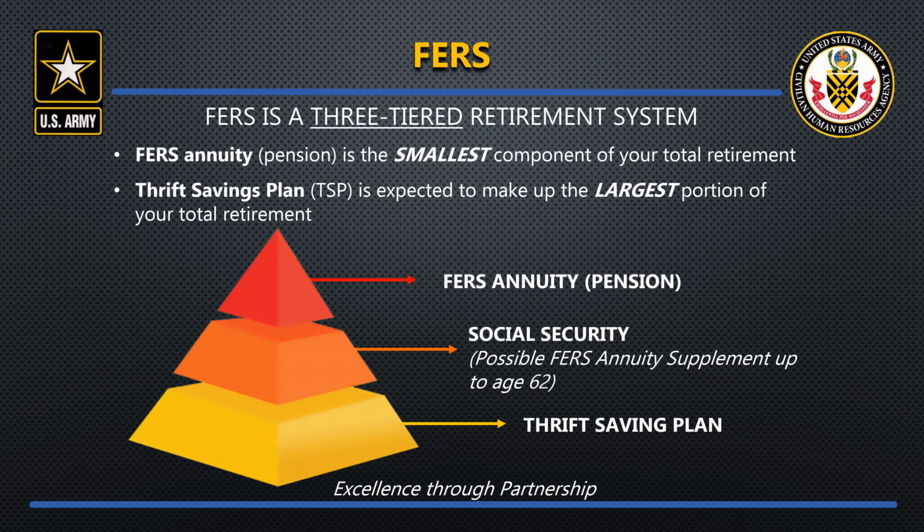The FERS retirement system is a three-tiered system with your FERS annuity being the smallest portion in most cases. Your Social Security benefit will make up the second largest tier. For those who retire at their minimum retirement age with at least 30 years of service, or age 60 with at least 20 years of service, you may be eligible for the FERS annuity supplement until age 62, at which time you are eligible to apply for Social Security benefits. Lastly, your Thrift Savings Plan is expected to make up the largest portion of your total retirement and is managed by you, the employee, throughout your federal career.